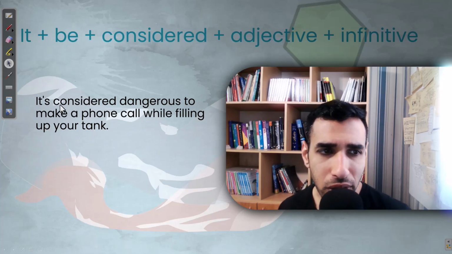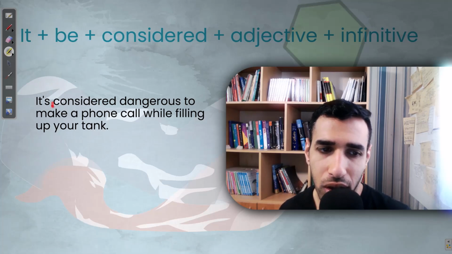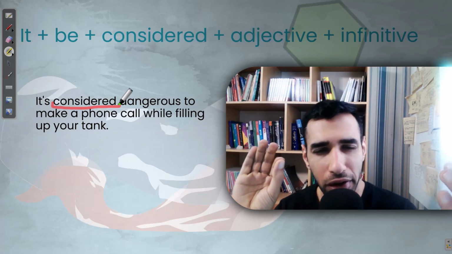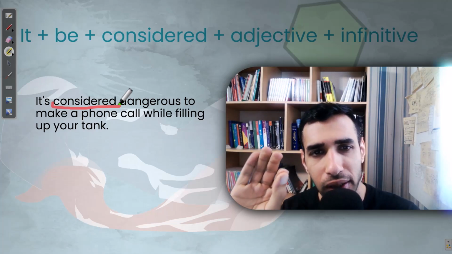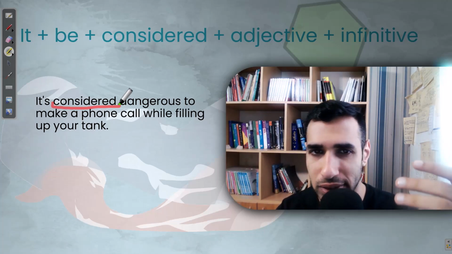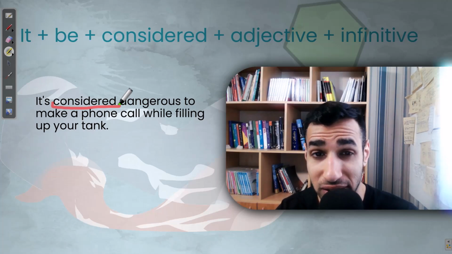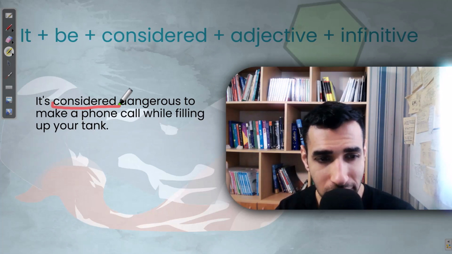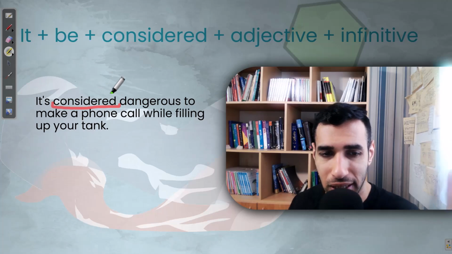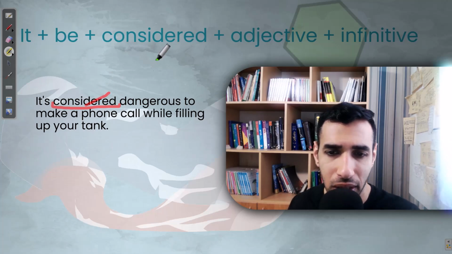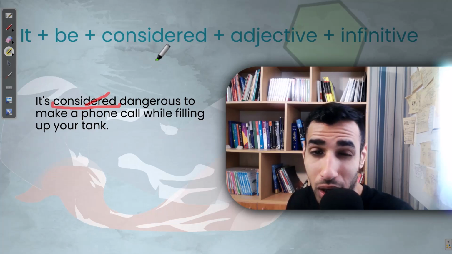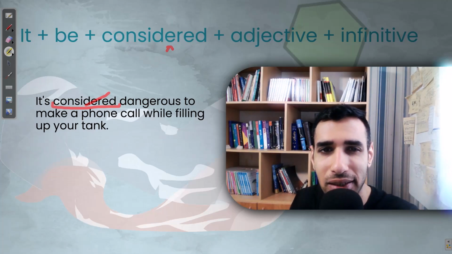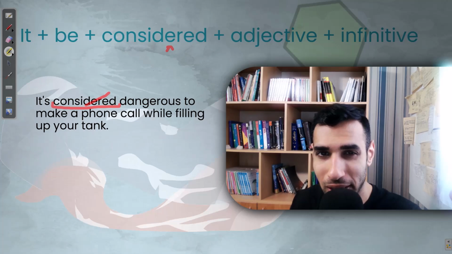The word considered is added here. What is the role of consider? What does it do? Using consider adds more emphasis to the thing that you're mentioning. So when you want to add more emphasis to this structure, use the word considered. It's considered dangerous. We can restate this sentence without considered. It's dangerous to make a phone call while filling up your tank. Yes, it's correct. But adding consider just adds a little more emphasis.